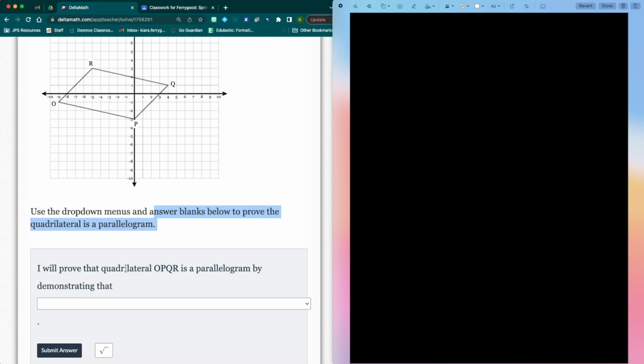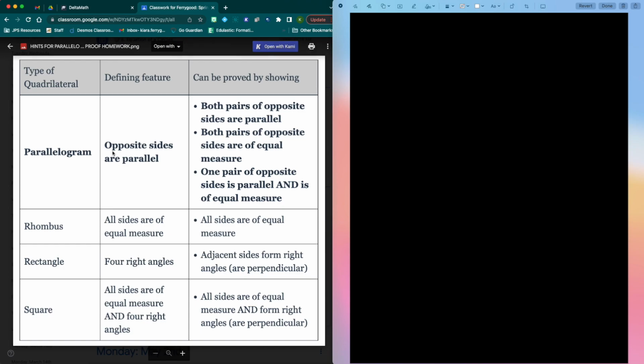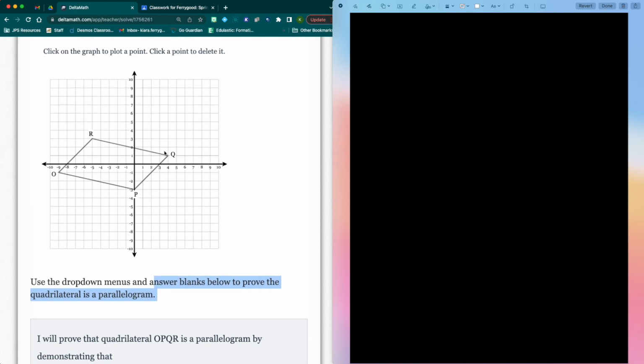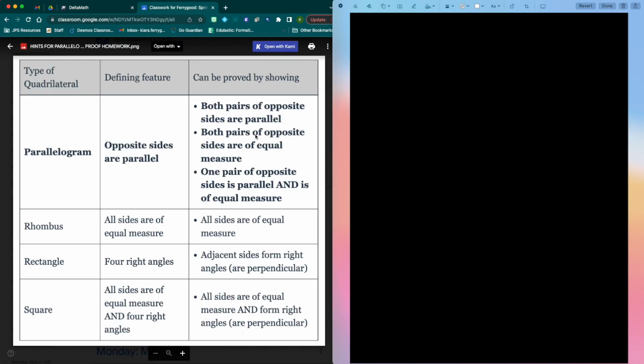I will prove that this is a parallelogram by demonstrating one of the following. The defining feature of a parallelogram is that the opposite sides are parallel. There are actually three ways you can prove it, but one of the easiest is to prove that the opposite sides are parallel. You also can prove that both pairs of opposite sides are equal in measure, which means you would have to find the distance of all the sides, using the Pythagorean theorem, constructing your triangles and labeling those sides. You also can choose to say that one pair of opposite sides is parallel and equal in measure.